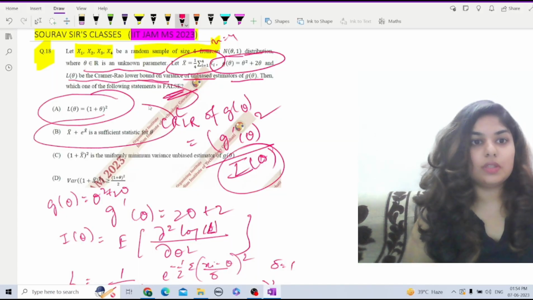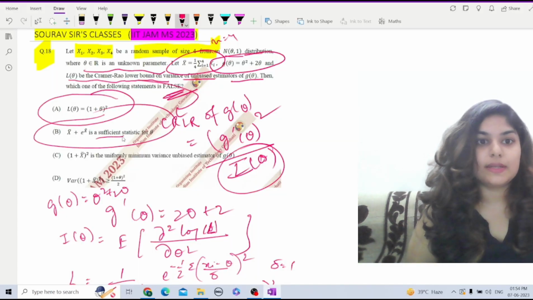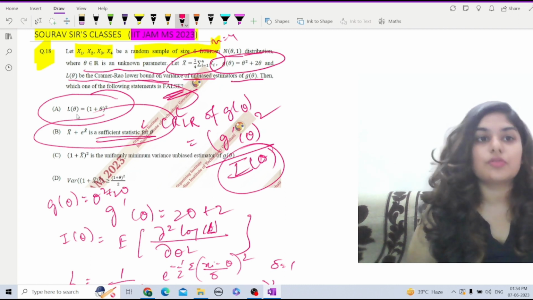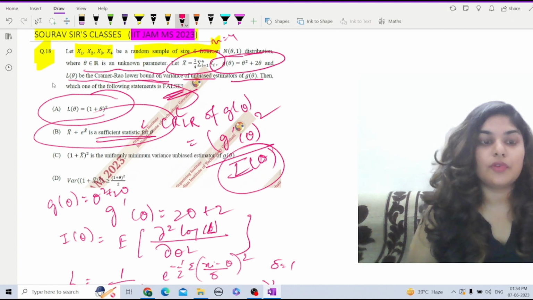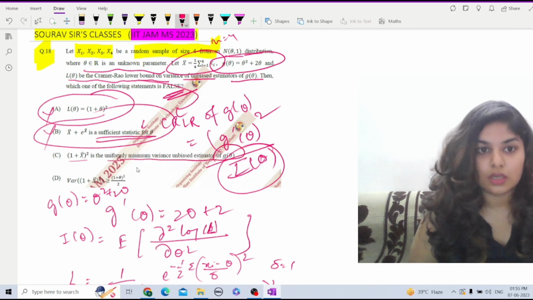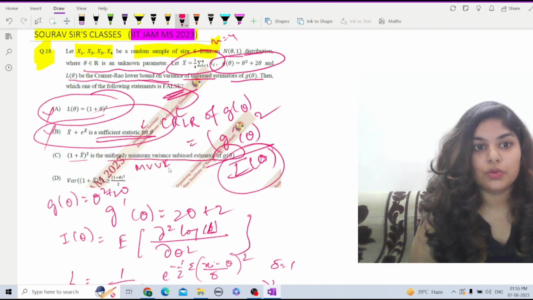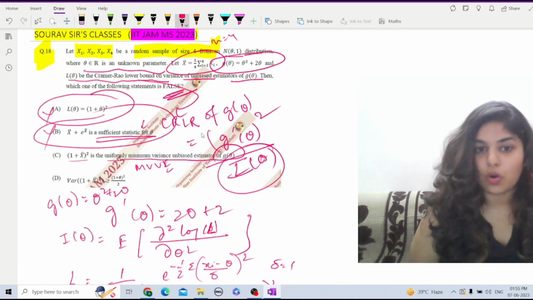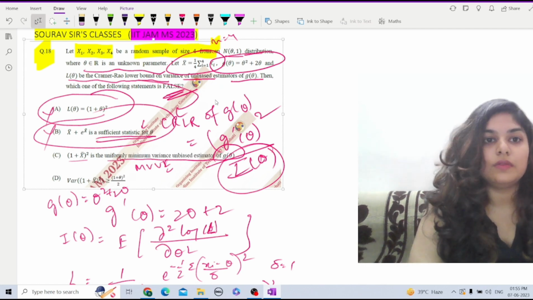The next option B, that is x bar plus e to the power x bar, is a sufficient statistic for theta. This is very clear from the property of sufficiency that this option is also true. So from the following options, this cannot be the answer and this cannot be the answer. Now let us check option C, that is (1 plus x bar) whole square is the uniformly minimum variance unbiased estimator of g(theta). So we have to find out the UMVUE for g(theta) first in order to prove this right or wrong, correct? So let's solve this.